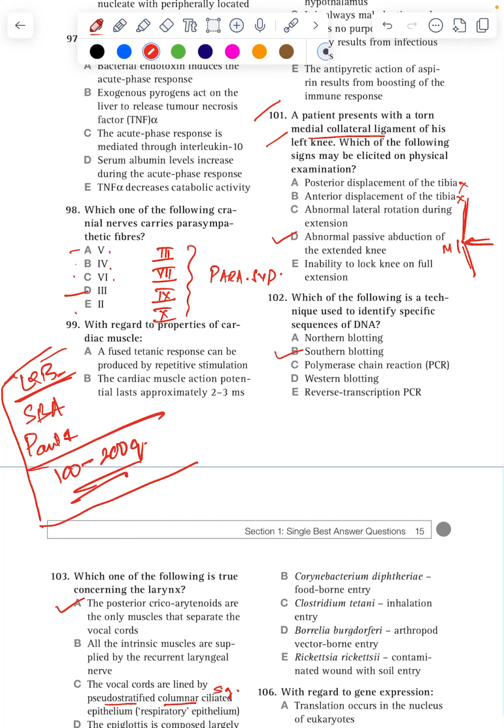Now let's start with the single best answers from Love and Bailey. Part 2, questions from 100 to 200.